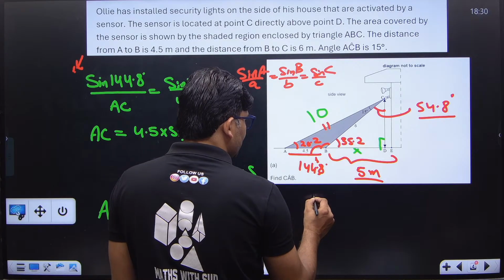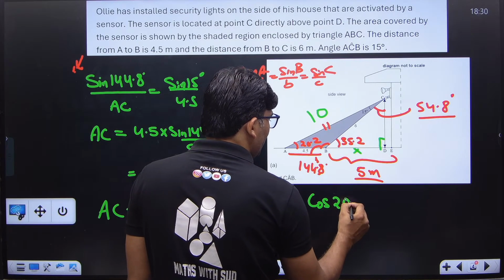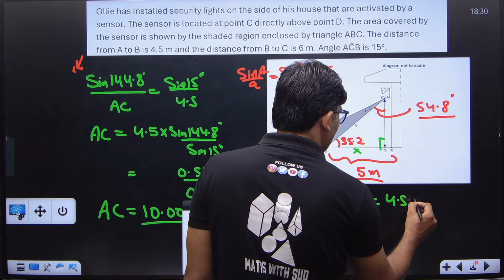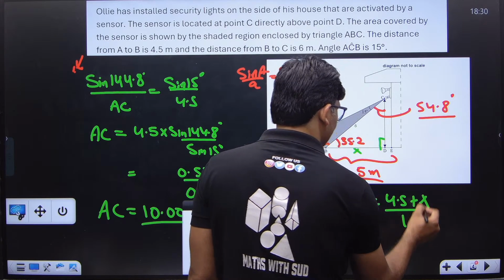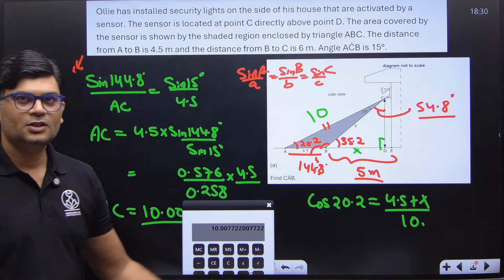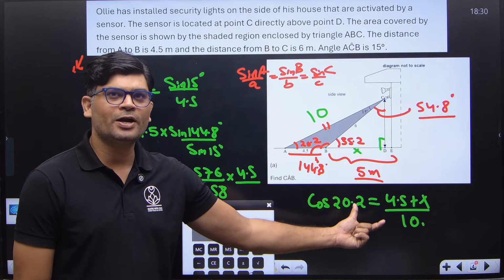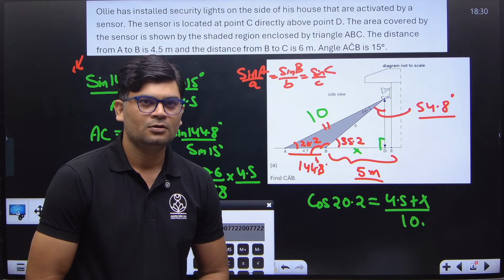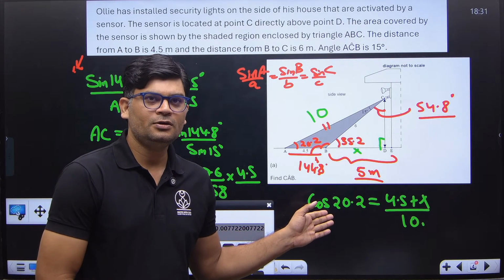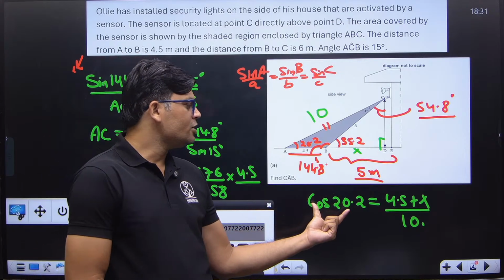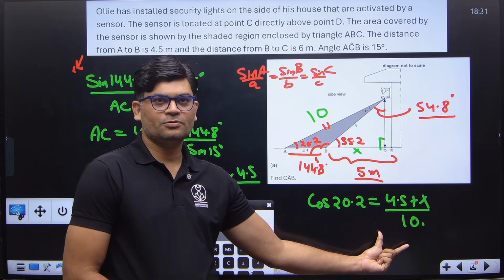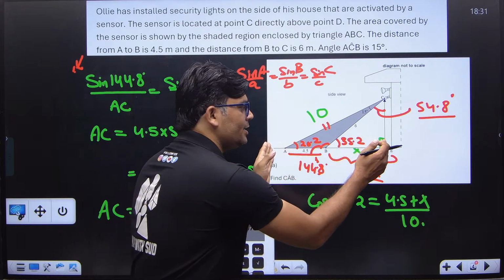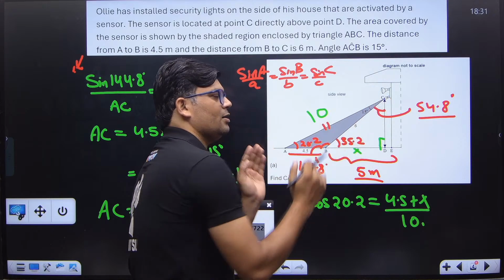So we can say that cos of 20.2 is equal to base, which is how much? 4.5 plus x divided by 10. Adjacent side divided by hypotenuse. So adjacent side is 4.5 plus x, divided by 10. Any doubt, Akriti? See, cos theta is adjacent side divided by hypotenuse. So cos theta means cos of this angle I am talking about. What is the adjacent side? It is this. And what is the hypotenuse? It is 10.